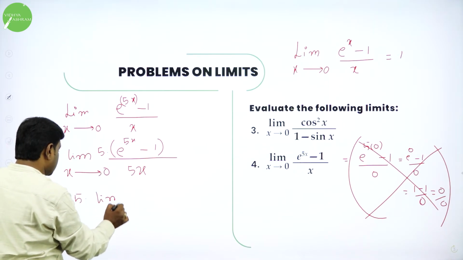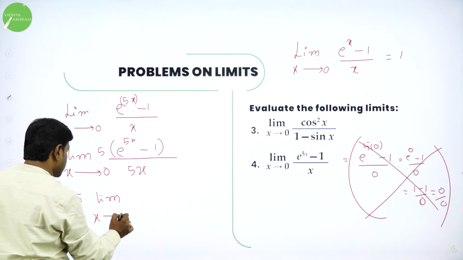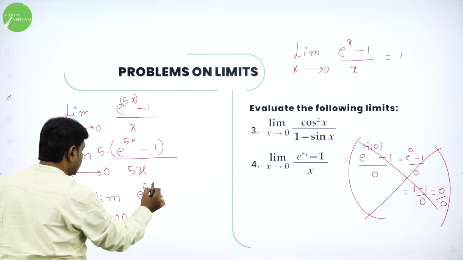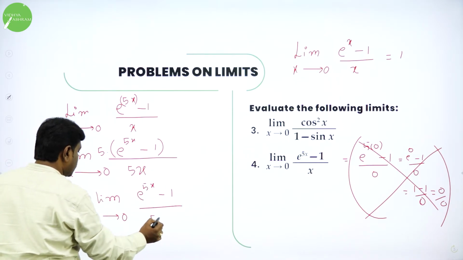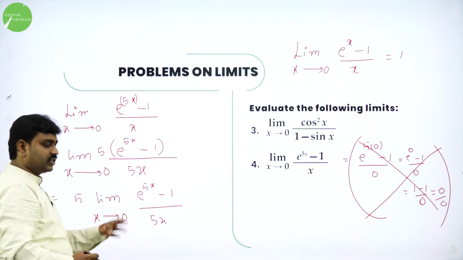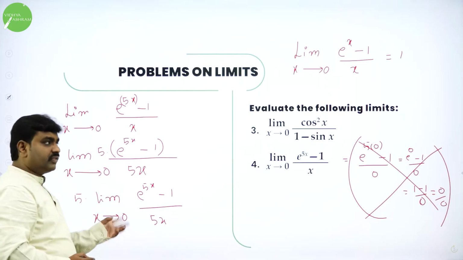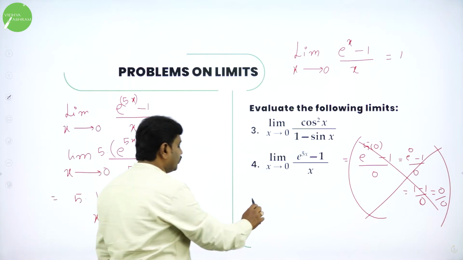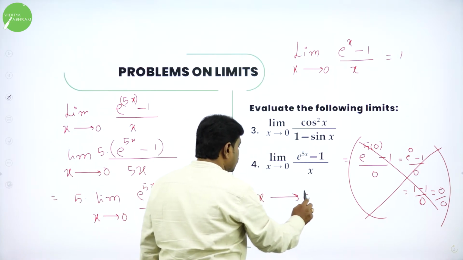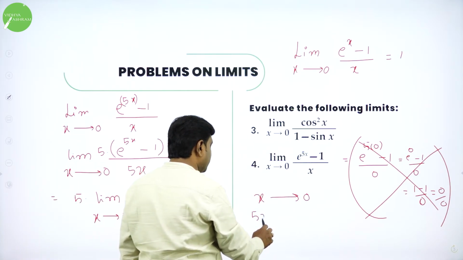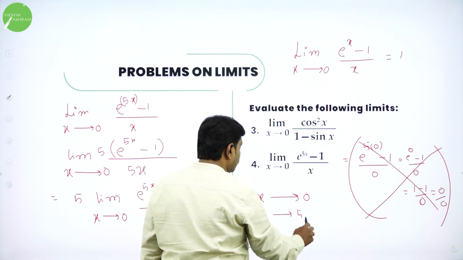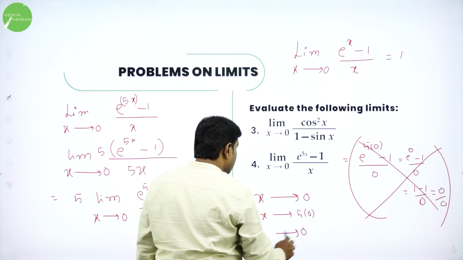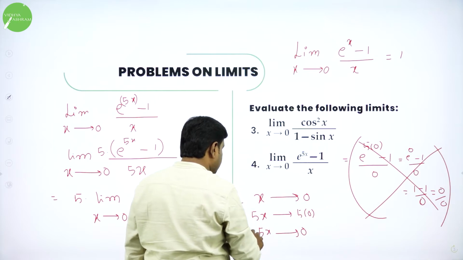Apply limit for the function. Limit x tending to 0, e power 5x minus 1 divided by 5x. You can see this power and denominator both are same. If x is tending to 0, 5x also tends to 0. We will read this as: x tends to 0, multiply 5 on both sides, 5x tends to 5 times 0. What is 5 times 0? 0. If x tends to 0, 5x tends to what?